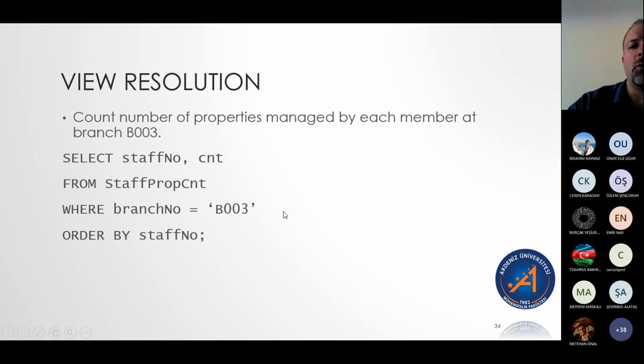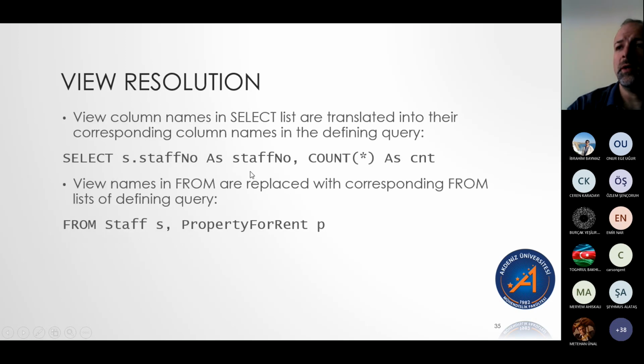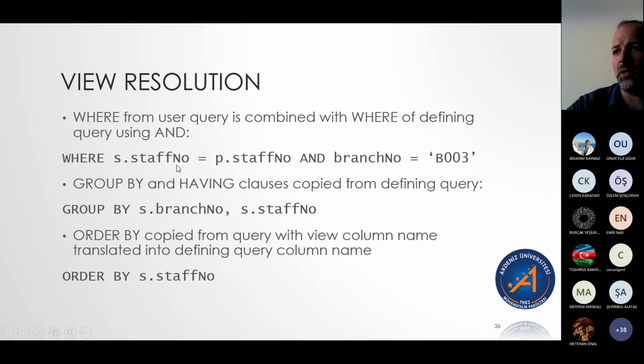Now, the way this gets resolved, because remember what staff prop count looks like. It's a subquery, right? So it's saying, I'm going to get the underlying table, the underlying query, its staff number column, and this as count. The view name and the from are replaced with the from of the table. And the where clause has both the where clause as it exists in the view, and it's anded with whatever extra conditions we put on it.